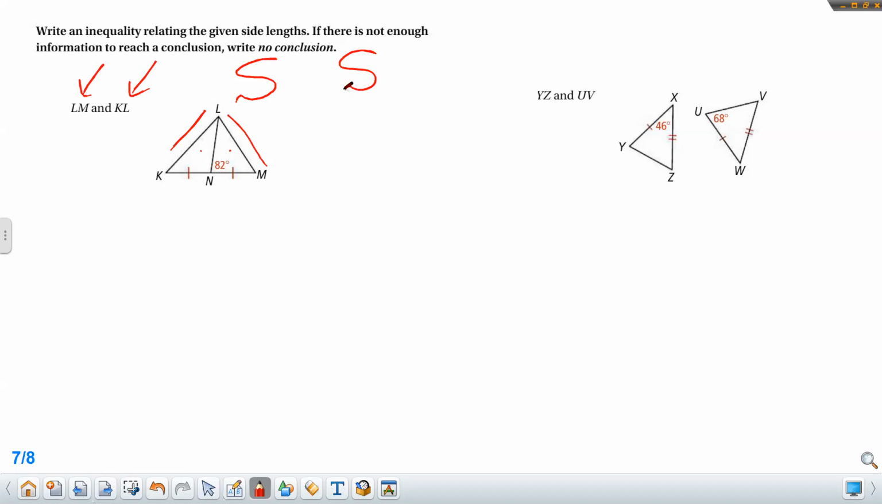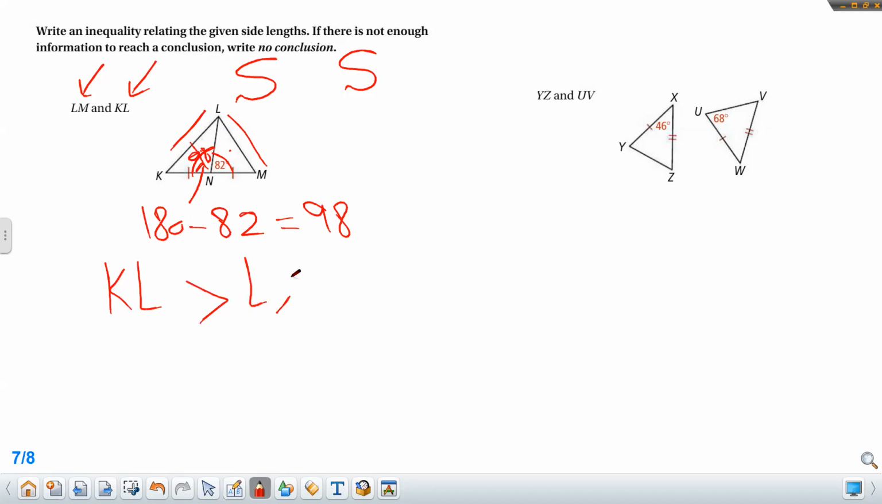What about the third condition? Yes, the angle included between them. Here you have 82 degrees. We can find this angle by 180 minus 82, which is 98. Then this angle is 98. Okay, so 98 is bigger than 82. So the side opposite to the angle of measure 98 is bigger than the side opposite to the angle of measure 82. So we can say KL is bigger than LM.